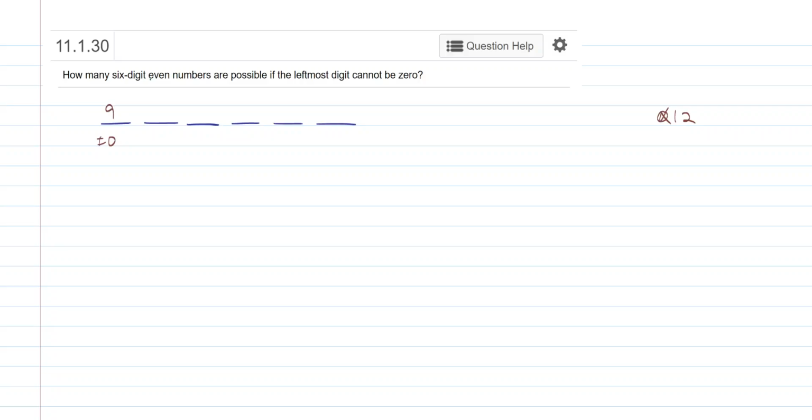Now the last position, in order to be an even number, is going to have to end in 0, 2, 4, 6, or an 8. So there are 5 choices for the last slot. Now for all those in between, it can be any digit at all. So I've got 10 choices for each of these. And when I multiply all that together, we get 450,000. So that's how many 6-digit even numbers are possible.